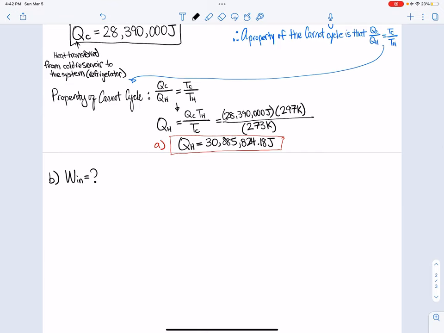In order to find this, I'm going to use my first law of thermodynamics. So first law, which is change in thermal energy is equal to the net heat transferred into the system minus the work done by the system. Okay?